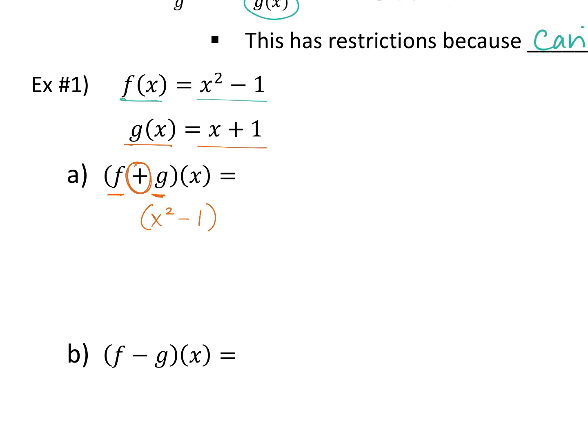x squared minus 1 plus, right, we're adding the other function to it. The other function was x plus 1. Okay? That you should know how to do. We're not multiplying, right? We're adding them together. Make sure you pay attention to the fact that the symbol in between, the operation, is addition.